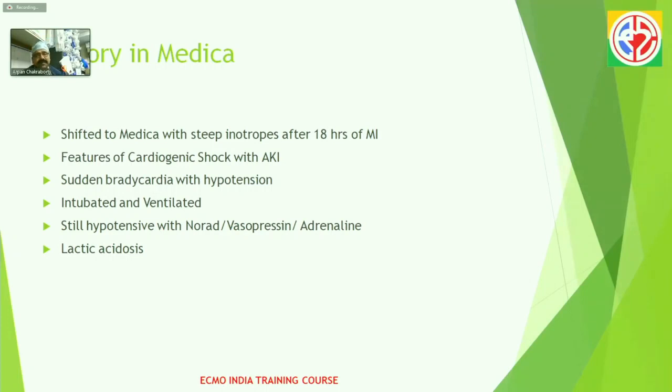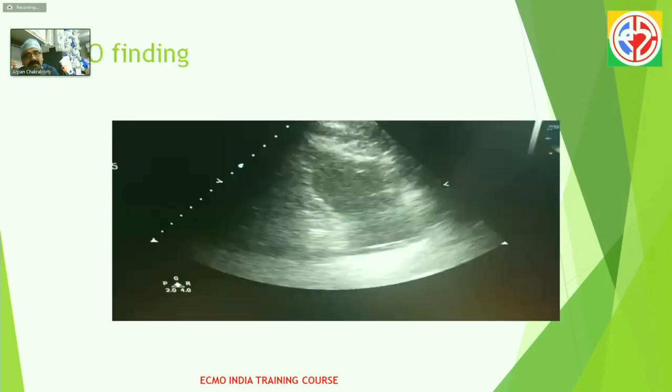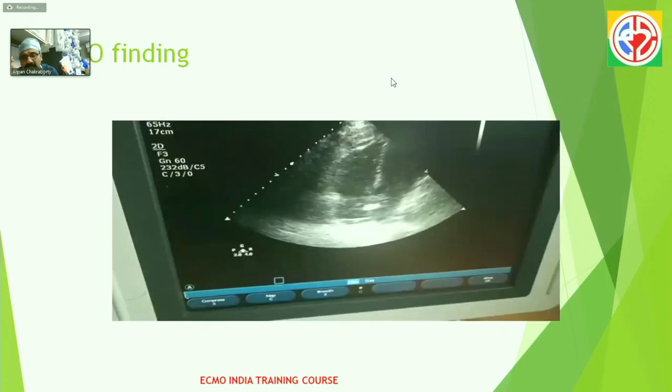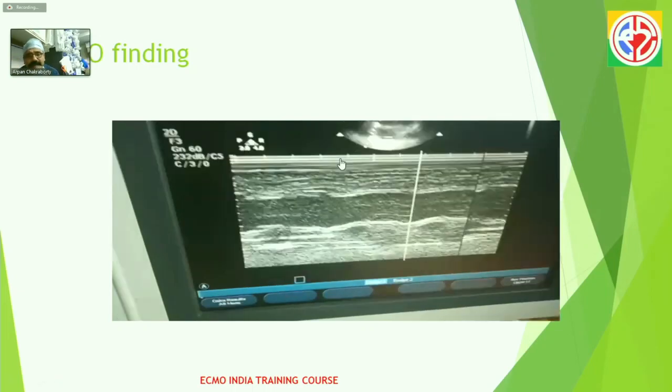lactic acidosis. So this is the usual thing, and you can see the right ventricle TAPSE. If you measure, it comes around less than 6. And you can see the right ventricle, which is kind of swollen here. And the measurement of the TAPSE, it's a flat kind of TAPSE. You can see hardly any movement of the right ventricle.